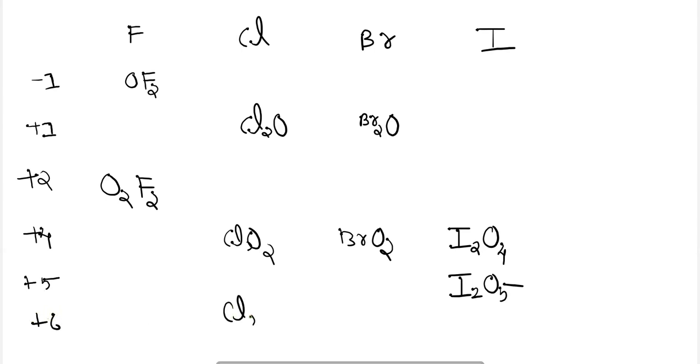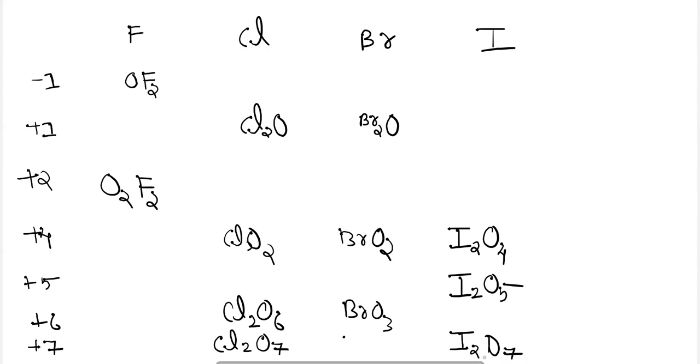Here chlorine can form Cl2O6, and bromine BrO3, that is trioxide. But iodine does not form any trioxides. And in the +7 oxidation state, chlorine can form Cl2O7. Br cannot form the heptoxide compound, but iodine can form a heptoxide compound, that is I2O7.